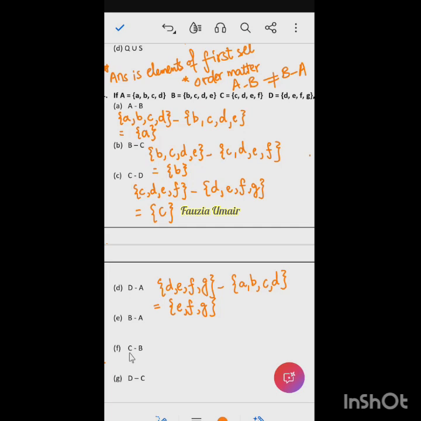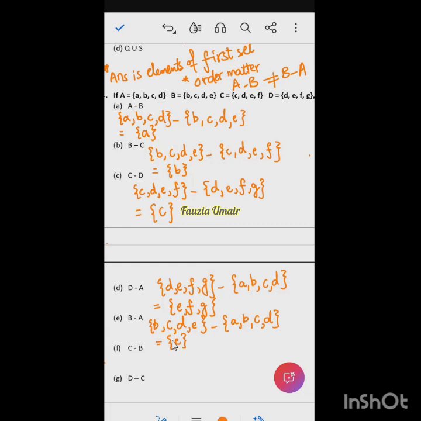What is B minus A? So B is B, C, D, E. It's a good habit to write the set so that you can clearly understand. A is A, B, C, D. So what will come in the answer? E will come in the answer. Very good, Waleed. E will come in the answer because B, C, D are also coming in the set which we are subtracting. Very good.